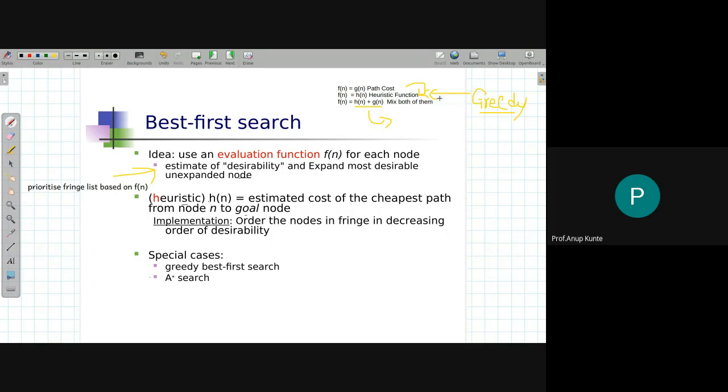Now, what is the heuristic function, or h of n? h of n is, first and foremost, an estimated cost. So it's an estimate.